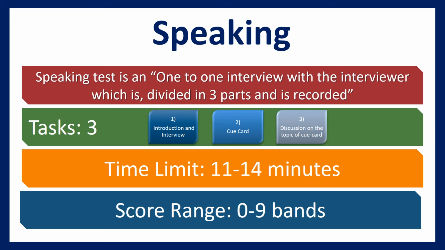Now, which are the three tasks? The first task is the introduction and interview. The second task is a cue card task. And the third task is a discussion on the topic of the cue card. The time ranges anywhere between 11 to 14 minutes, and the score range is 0 to 9 bands.